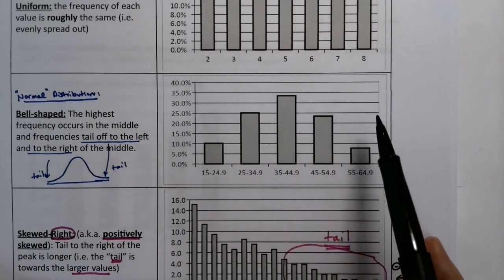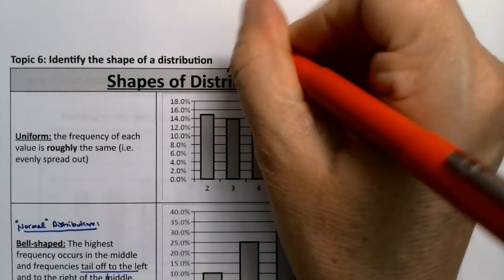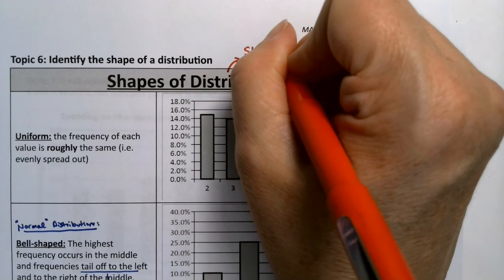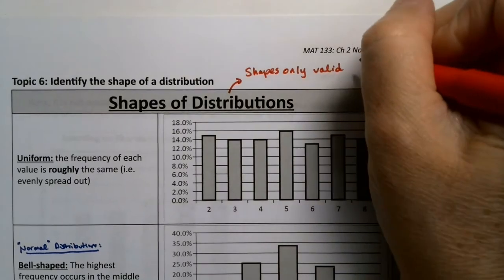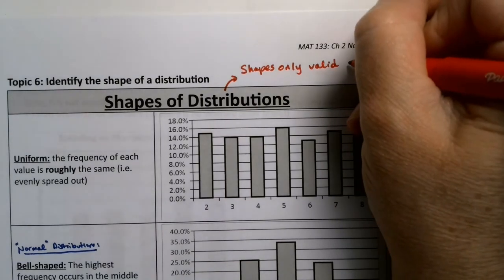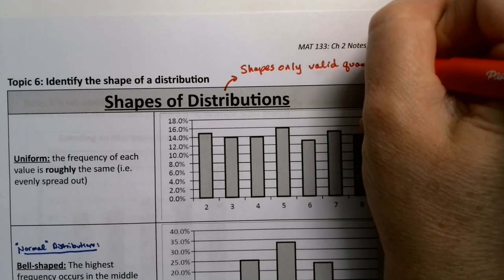They're quantitative data. So you could make a note that the shapes of these distributions are only valid for quantitative data. That's why we didn't learn this in section 2.1, because section 2.1 was about qualitative data, and these shapes are only valid for quantitative data.